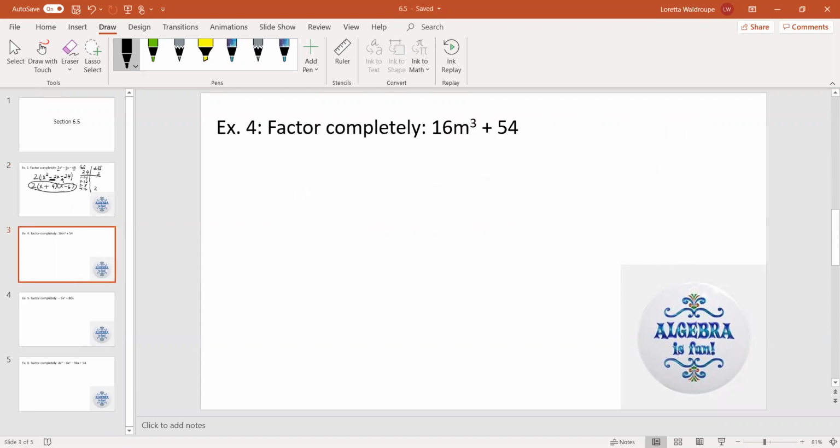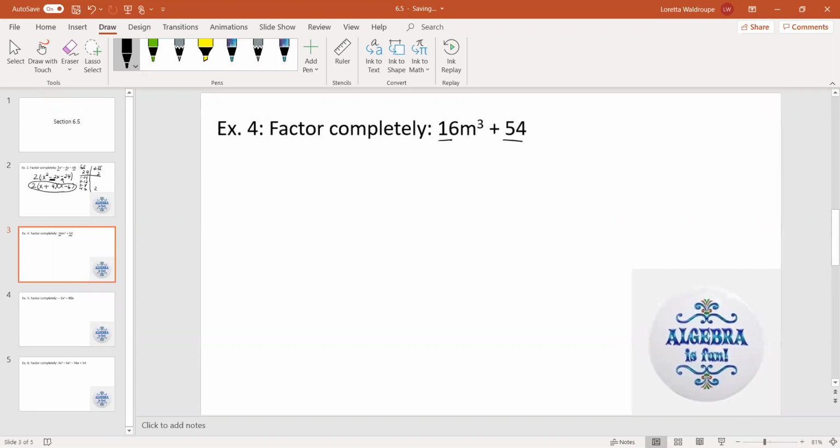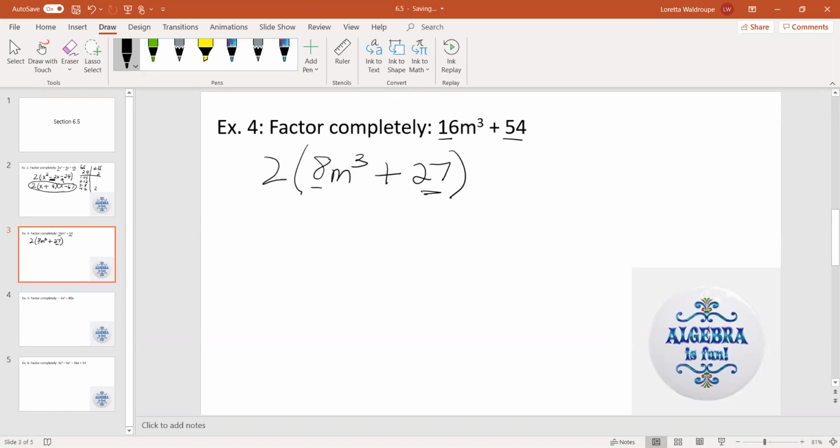Okay. Again, what's in common? Well, I can see a 2 because they're both even. Start with what you see. Divide by 2 and divide by 2. Okay, so 8 and 27, nothing in common there. And it's 2 terms, so it's either going to be perfect cubes or perfect squares. Well, because this is m cubed, we know it's going to be perfect cubes.